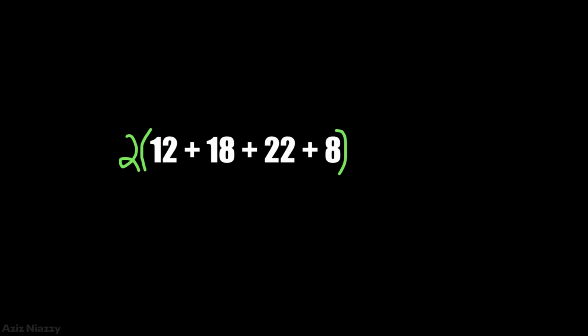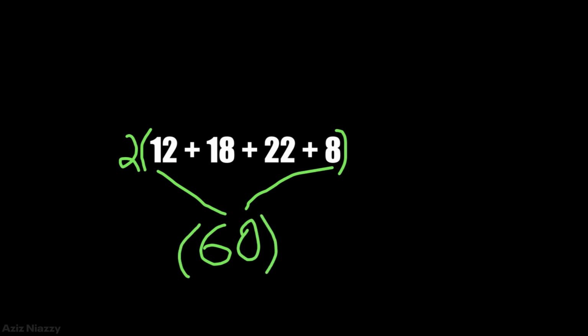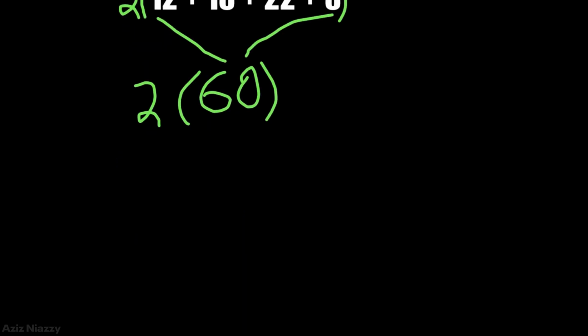Now here's an expression for you guys to solve. Pause this video, and when you're done, resume this video. So first we have to add these up. So the answer to that will be 60, times 2, which is going to be 120. So the garden's perimeter is 120 feet.